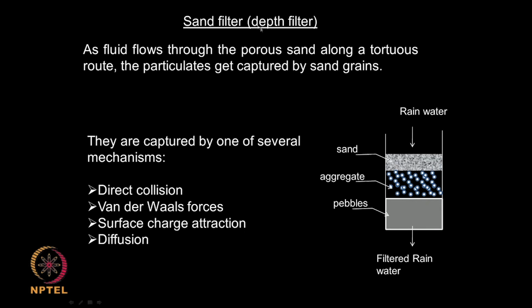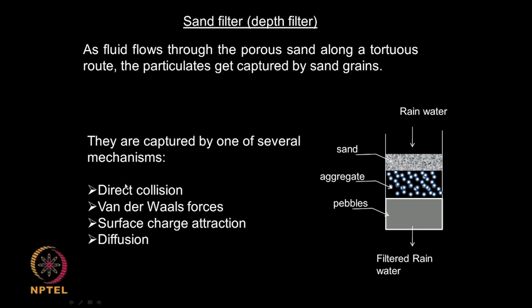Depth filter I mentioned, that is called the sand filter or the depth filter. So, you have a bed, you have pebbles which are of larger size, then you have aggregates which are of smaller size, then you have the sand which are of much smaller size. So, for example, rainwater can flow here and the impurities that are present get captured because they hit the solid material, and the liquid has to flow through a tortuous path. So, the solids are removed and we get the filtered water. Generally this is practiced for rainwater and you do not need any mechanical moving parts actually.